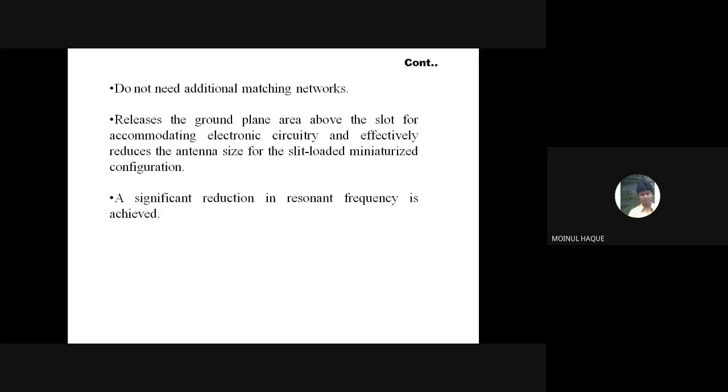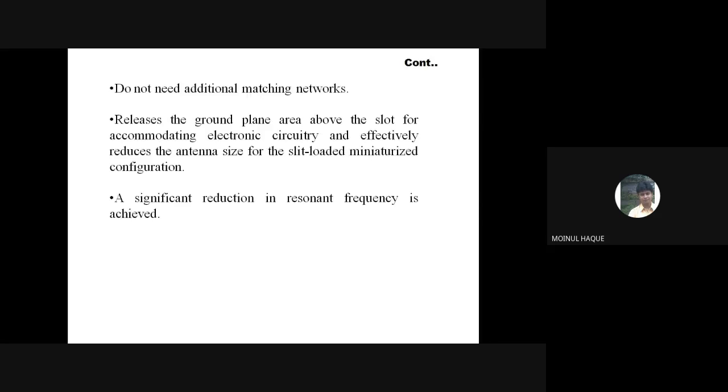We use quarter wavelength and balun kind of structures, so in that case we have to use additional matching networks, which will be costly. In our case, as our efficiency is very high, we do not need any additional matching networks. The third thing is that, as our antenna is miniature, it releases the ground plane area above the slot for accommodating electronic circuits and effectively reduces the antenna size of the slit-loaded miniaturized configuration. Next, a significant reduction in resonance frequency is achieved.